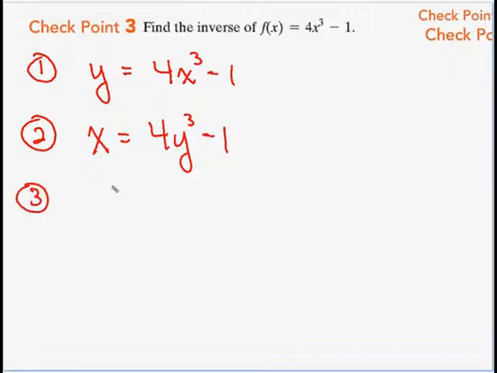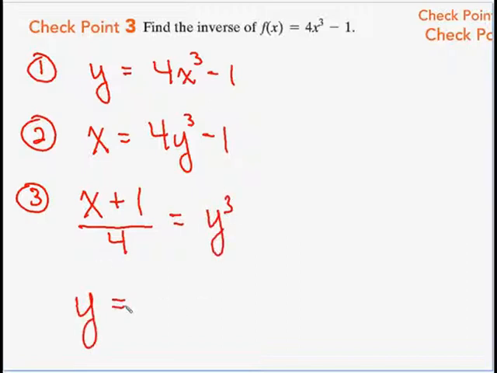Step 3, solve for y. I'm going to add 1 to both sides, and that's going to be x plus 1. I'm going to divide both sides by 4. That's equal to y cubed. So when I cube root, y equals the cube root of x plus 1, that quantity, divided by 4. And that's our inverse.